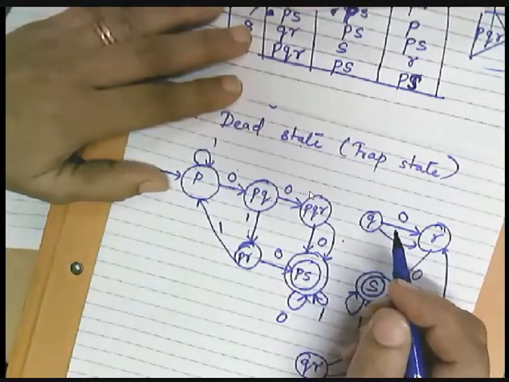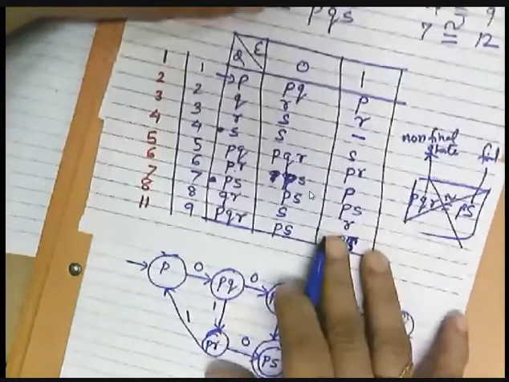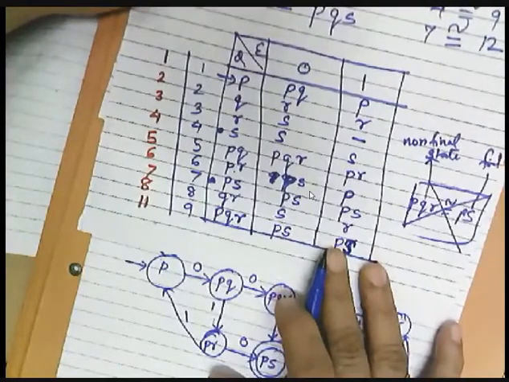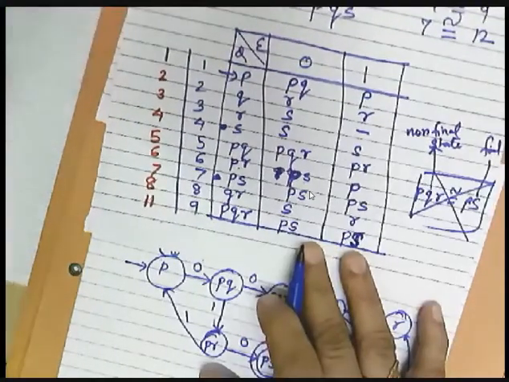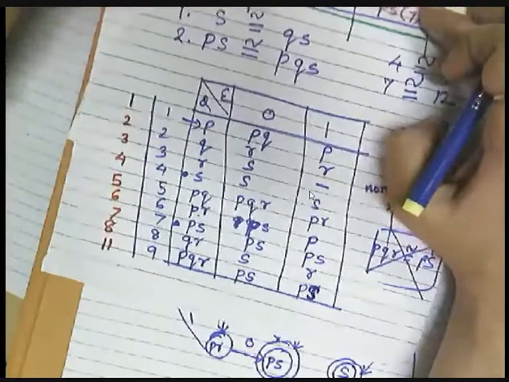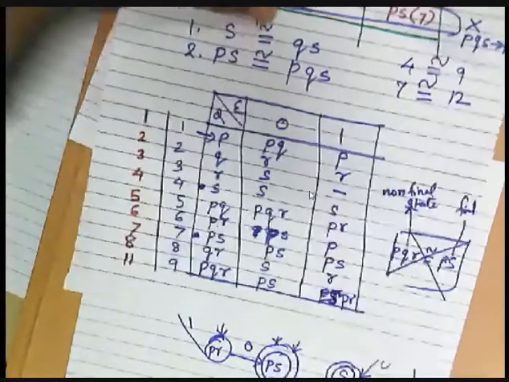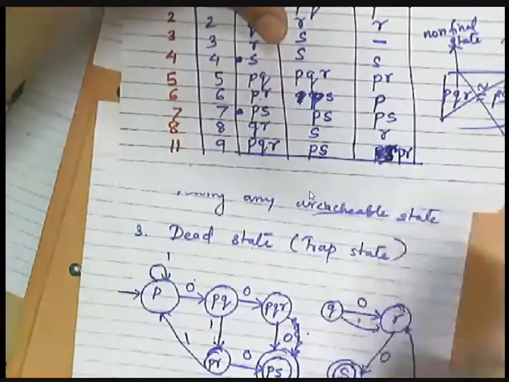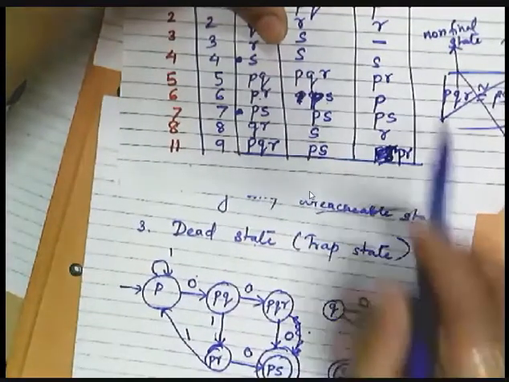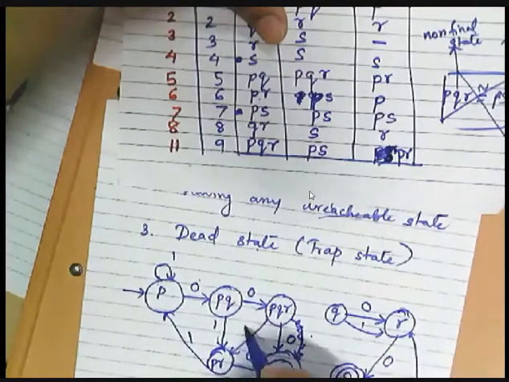Something is wrong. Let me check. Have I written down everything correctly? Madam, it is PR. Yes, PS. Yes, it is PR. That's why something is wrong here. So it's PR. So PQR on 1 moves to PR. Now it's correct, right?